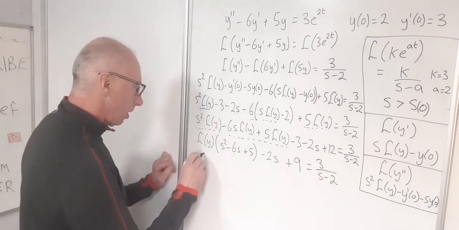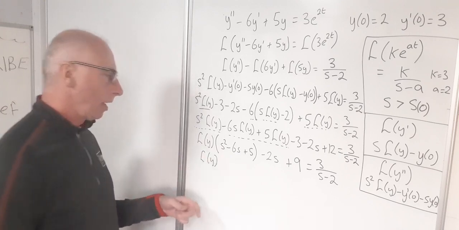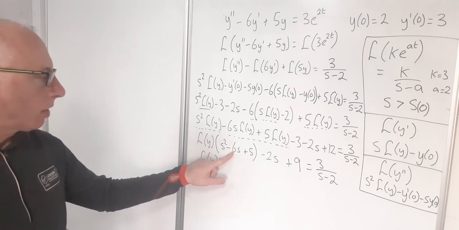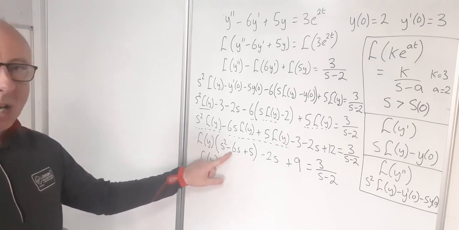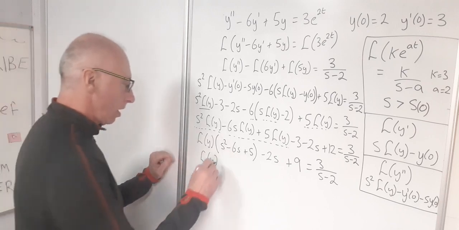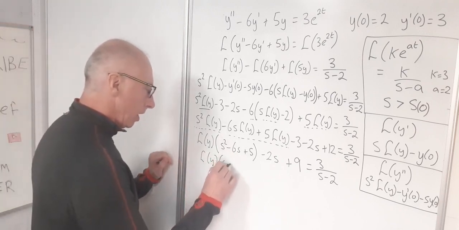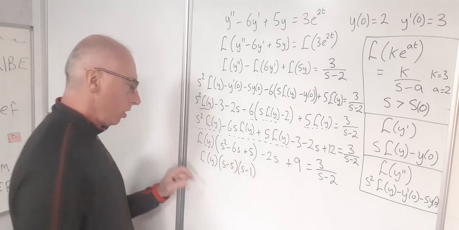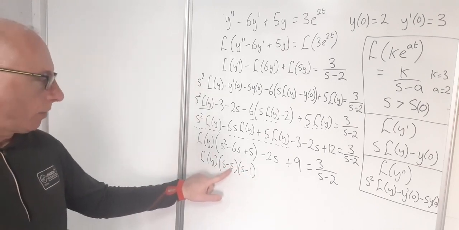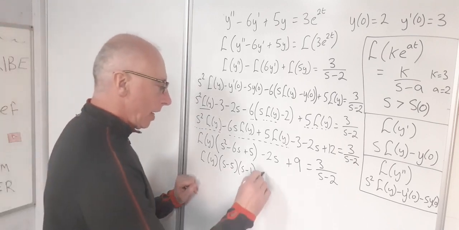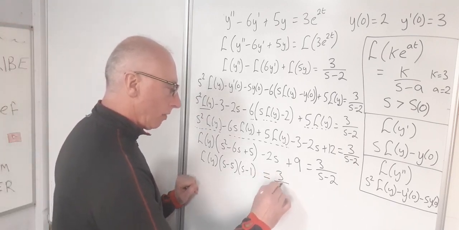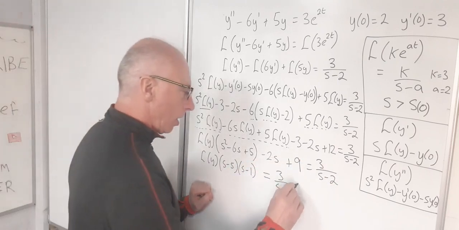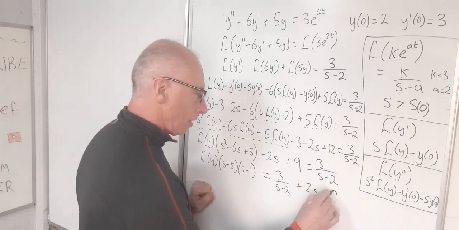Okay, so now I've got Laplace of y. Now factoring this out, I need to get positive 5, so minus 5 times minus 1 will give me positive 5, and minus 5 plus minus 1 will give me minus 6. So now I can factor this out as s minus 5 and s minus 1. Just be careful not to get your s's mixed up with your 5s, so really important there. So now I put equals sign, 3 over s minus 2, and then bring these over to this side. So now I've got plus 2s minus 9.